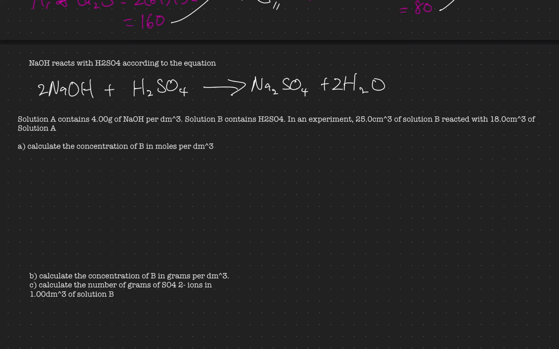Sodium hydroxide reacts with sulfuric acid according to the equation. Solution A contains 4 grams of sodium hydroxide per dm cube. Solution B contains sulfuric acid. In an experiment, 25 cm cube of solution B reacted with 18 cm cube of solution A. Calculate the concentration of B in moles per dm cube.